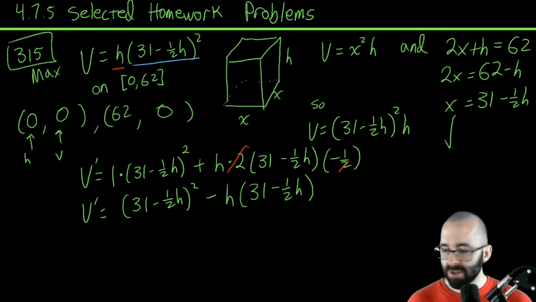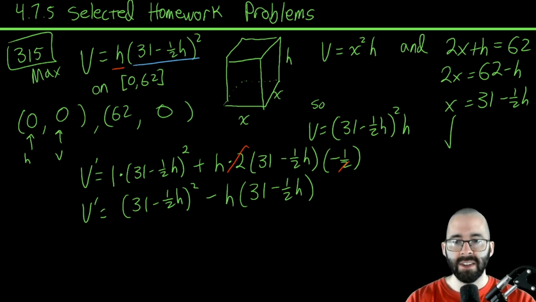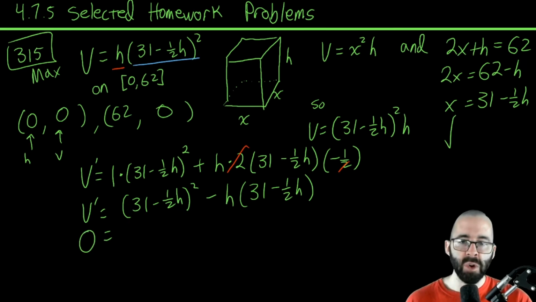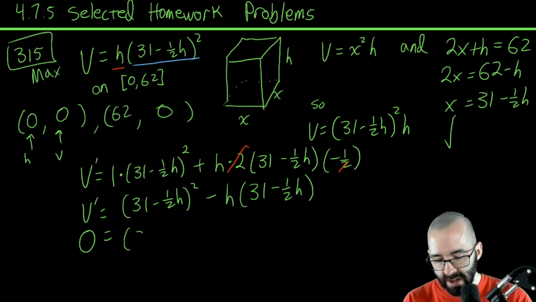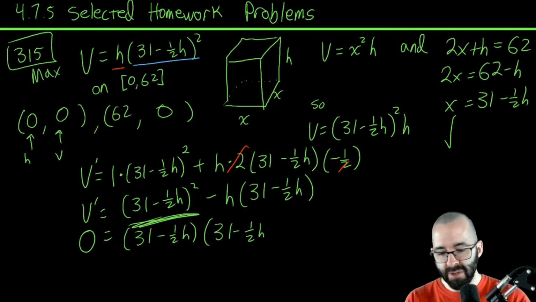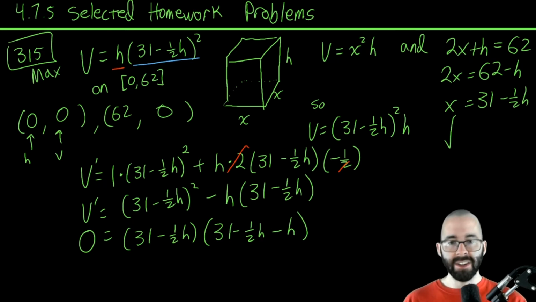We need to find all critical points, so that's when this derivative equals 0 or when it's undefined. It's defined everywhere. To find when it equals 0, we can either FOIL and distribute it out or factor everything. If we factor it, we get a 31 minus 1/2 h, and then we're left with a 31 minus 1/2 h from the first term when we factor out one of them, and we're only left with a minus h on the second term. This actually worked out nicer. I did make the right choice.